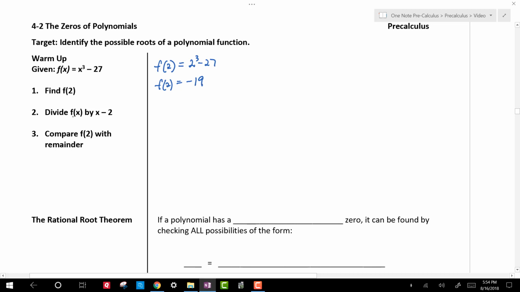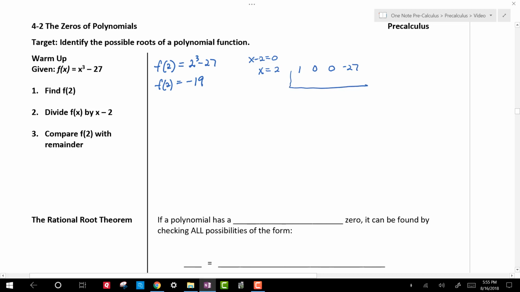Now we want to divide f of x by x minus 2. So I'm going to do this with synthetic division. It doesn't say how to do it, so I'm going to choose synthetic because it's easier. So I'm going to do x minus 2 equal to 0. So really what I'm going to use in my synthetic division is positive 2. The coefficients to this polynomial are 1 for the x cubed term, 0 for the x squared term, 0 for the x term, and negative 27 for the constant term.